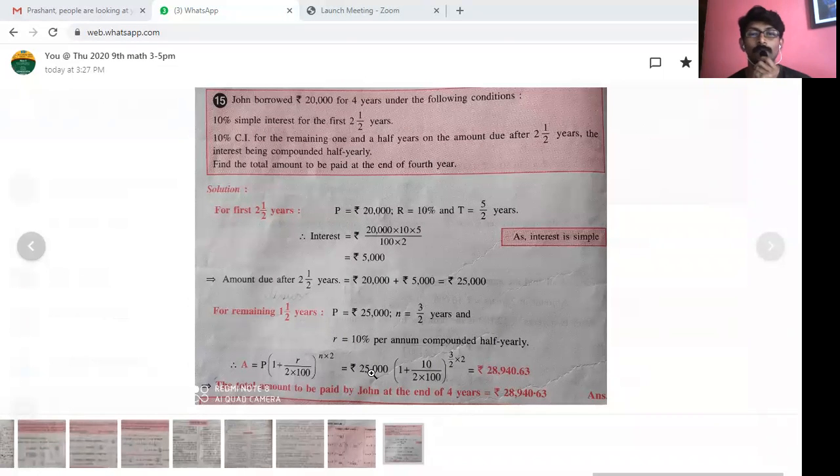So principal will be rupees 25,000, and then 1 plus rate is given as 10% upon 200 raised to the power 3/2 into 2. So that 2 and 2 will get cancelled, and then the power would be 3. And student, make sure that you write this 200 carefully. Many people forget this 2, and so the entire sum goes wrong.